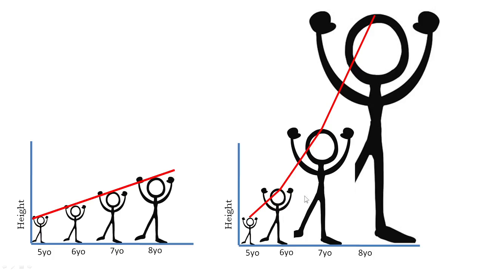Now, on the other side, you can see another child whose height doubles every year. So that means this type of growth is exponential growth or geometric growth.